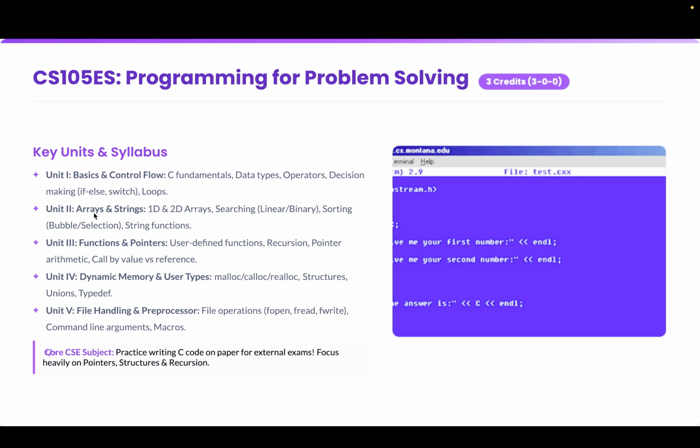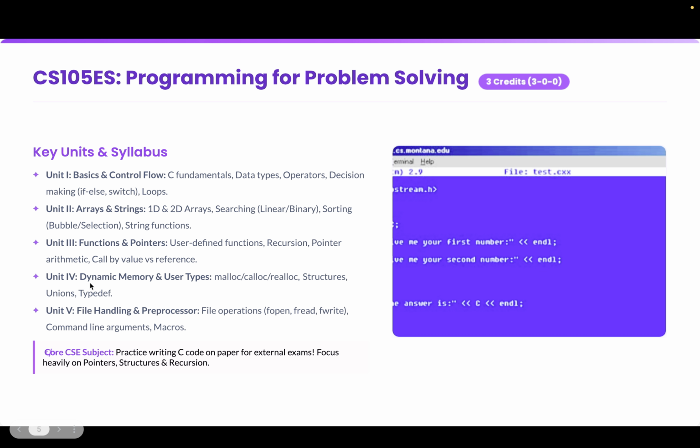And in unit number 2, you will be going a step ahead, which is arrays and strings, where you will be dealing with 1D arrays and 2D arrays, and searching, linear and binary, sorting, bubble sort, selection sort, string functions, etc. In unit number 3, you will be going further ahead, which will be functions and pointers. This is one of the most important topics you need to focus on, where you will be dealing with user defined functions, recursion, pointer arithmetic, and call by value versus call by reference.